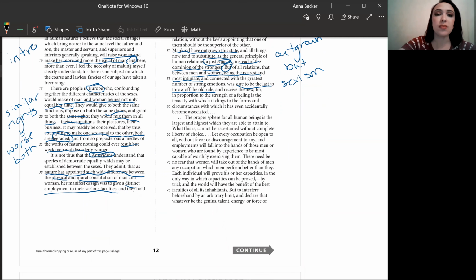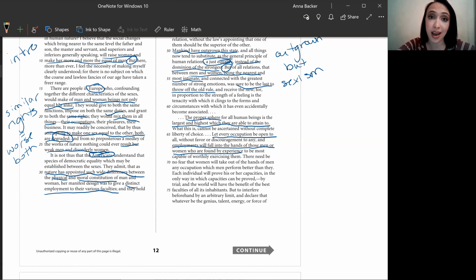Paragraph 2. Right off the bat, we see the proper sphere for all human beings is the largest and highest which they are able to attain. So what does that mean? Basically, it's saying that the best that we can attain as humans is where we should be. By achieving what we are set out to do and what we are good at doing, we have achieved this self-actualization. So what this author is saying now is that to let every occupation be open to all, without favor, discouragement, or any, and employments will fall into the hands of those men or women who are found by experience to be the most capable.